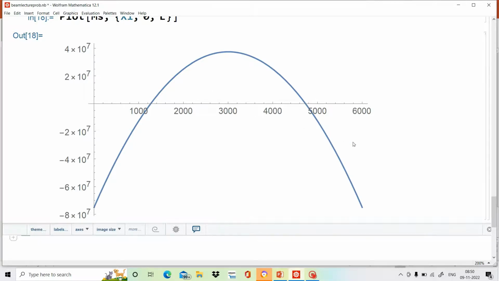Here it is negative and here it is negative, which shows that the bending moment is sagging at the middle portion, where almost from x equals 1000 to almost 5000 mm, that is positive bending moment, and at the ends, at the supports, we are getting the negative bending moment.